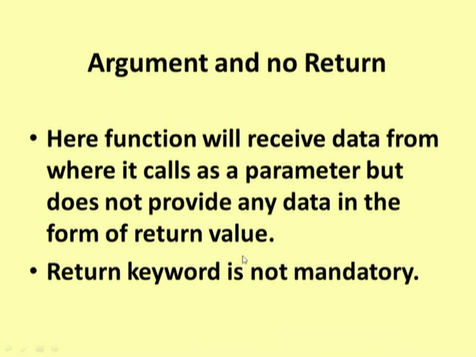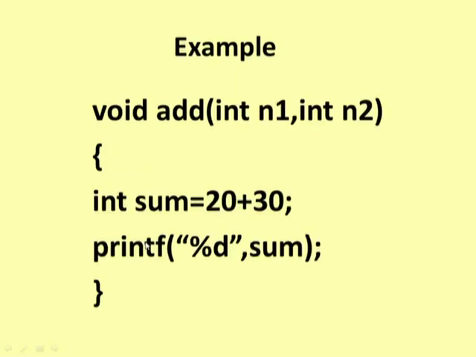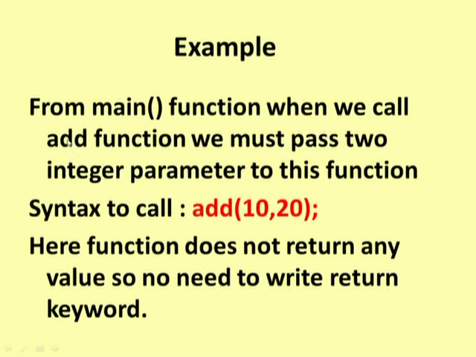Second type, argument with no return. Here the function receives data from where it is called as a parameter, but does not provide any data in the form of a return value. The return keyword is not mandatory. The syntax should be void, name of the function, then parameter. Clear? Let us take an example, void add. Here it takes two parameters and does not return a value, it directly prints the summation. Third, from the main function, when we call it, we have to pass two parameters, but it is not mandatory to catch the value, meaning it does not return a value, so we only call the function and pass the two values. Here the function does not return a value, so no need to write the return keyword.